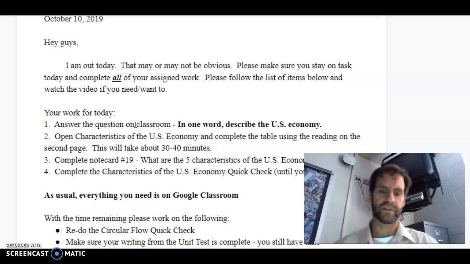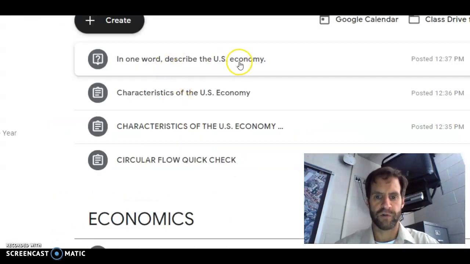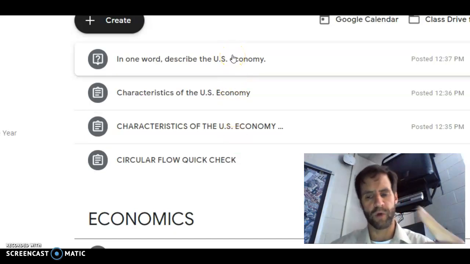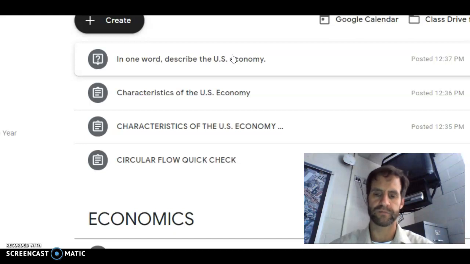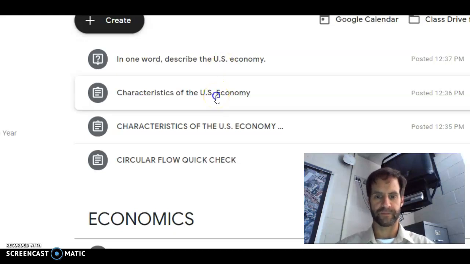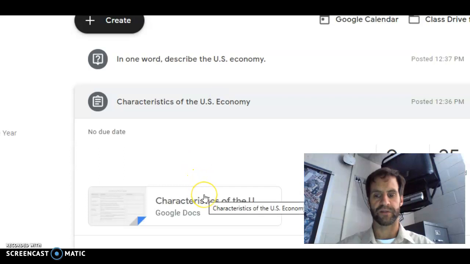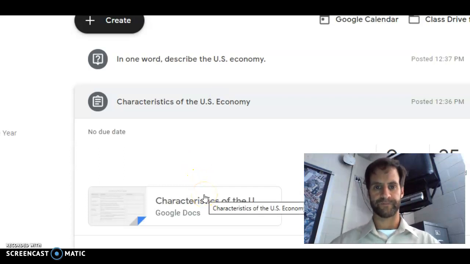So continue, please. First off, go to Classroom, answer in one word, describe the U.S. economy. I've put everything in order for you. So describe the U.S. economy in one word. There's no wrong answer. We've discussed a number of words that may come to mind. Use your knowledge. Next up, you're going to open up this guy, characteristics of the U.S. economy. This is the main activity for today.